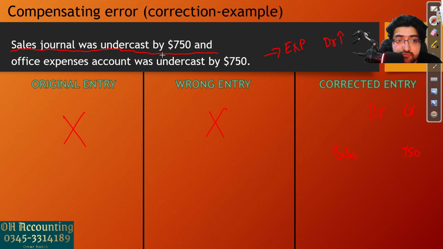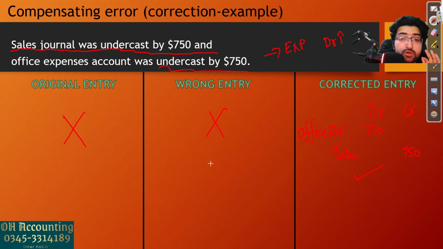So if office expenses were under added by 750, to fix that now, I will add 750 in the office expenses account. So I will debit office expenses by 750 and we are done directly with the corrected entry. So see, this is so fast. This is easy to correct.